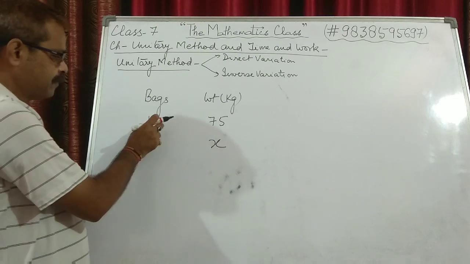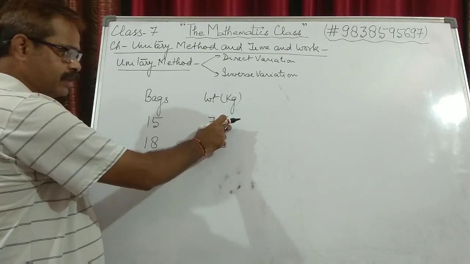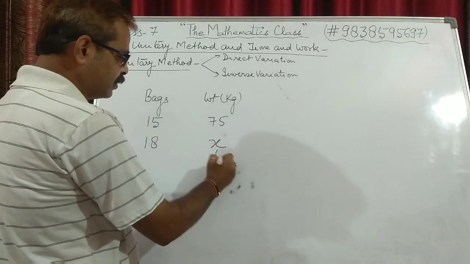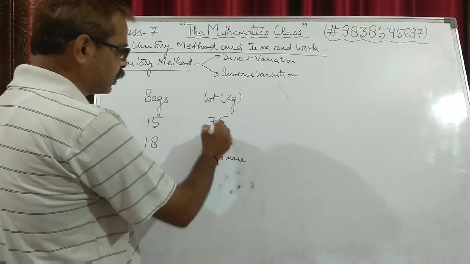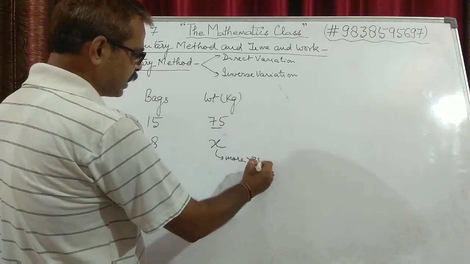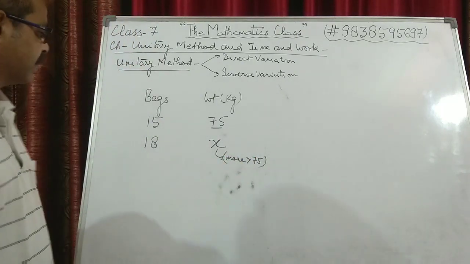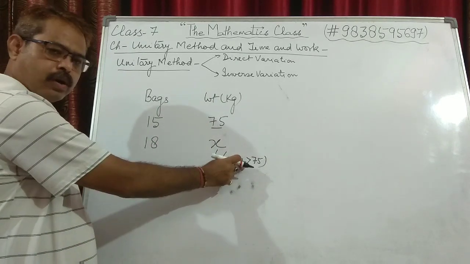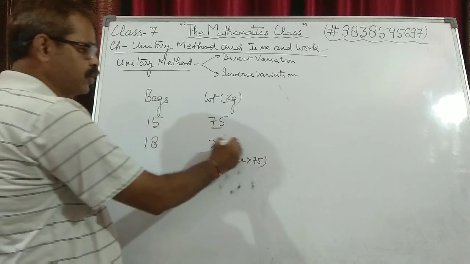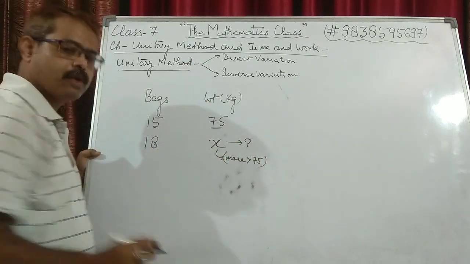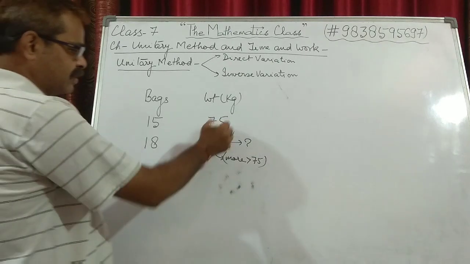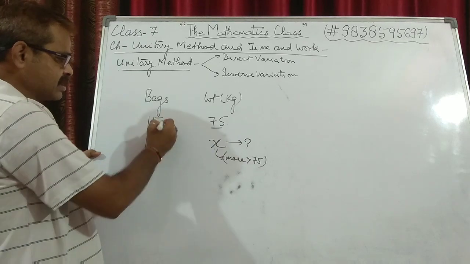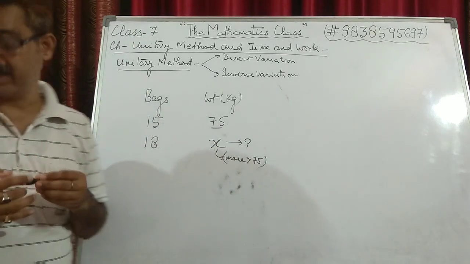Now you can see 15 bags weigh 75 kg, so it is obvious that the weight of 18 bags will be more than 75 kg. If 15 bags are weighing 75 kg, 18 bags will weigh more. It means this value x is greater than 75. And here also we can see 18 is greater than 15. It means it is a direct variation.